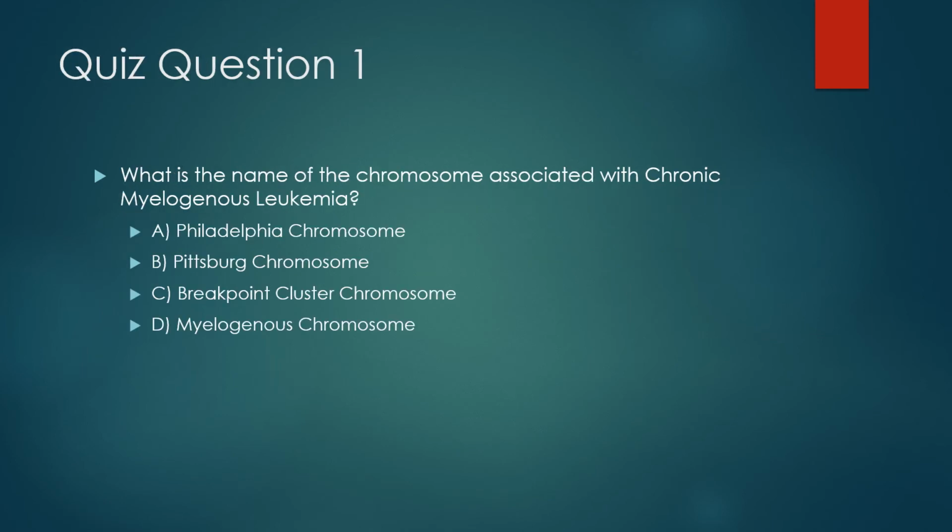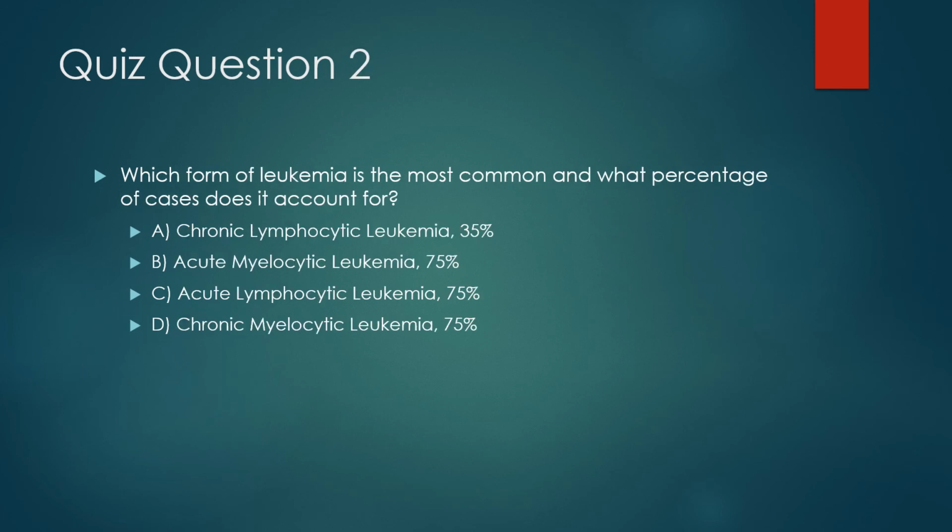As for quiz questions, that's the end of the presentation. The first one is, what is the name of the chromosome associated with chronic myelogenous leukemia? Give you a minute to look at that. And then the next one is, which form of leukemia is most common and what percentage of cases does it account for? Give you another minute to look at that.